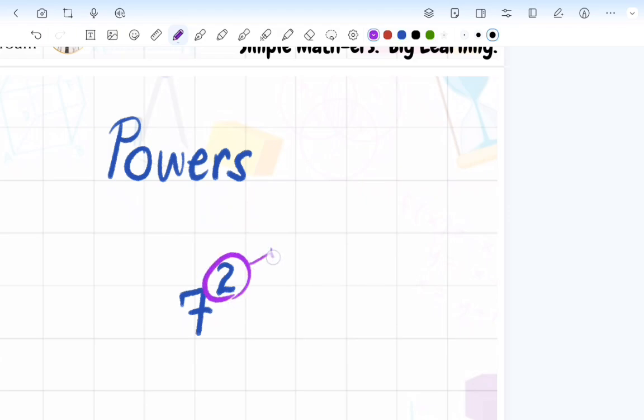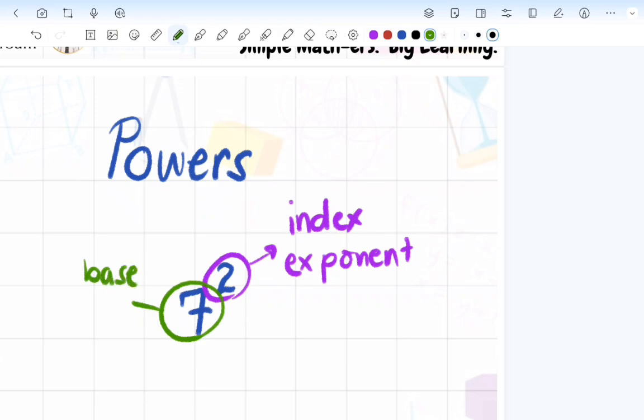2 is what we call the index, or commonly known as the exponent. On the other hand, 7 is called the base. When we say powers, it means that we are going to multiply the base as many times as indicated in the exponent. For example, 7 power 2 means 7 times 7. Why only 2 times? Because our exponent is 2.